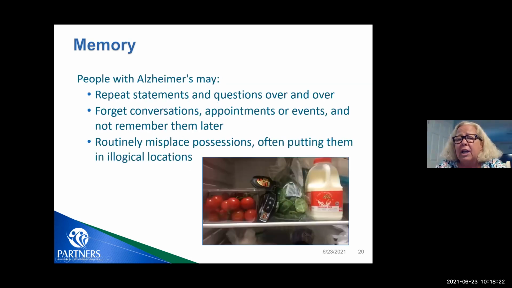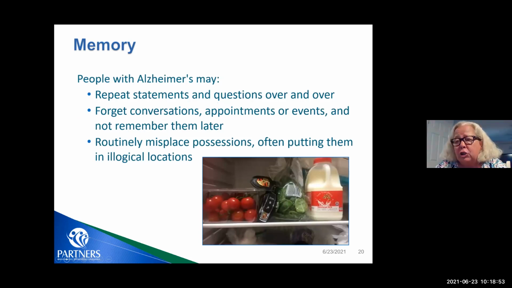The person with Alzheimer's may also start to repeat statements and repeat questions over and over. They will forget conversations that you've had with them. They will forget appointments, especially those that are recently made. They will forget events that they meant to go to, and they do not remember them later. And that's kind of an important point for Alzheimer's. It's because they're not making the new memory.